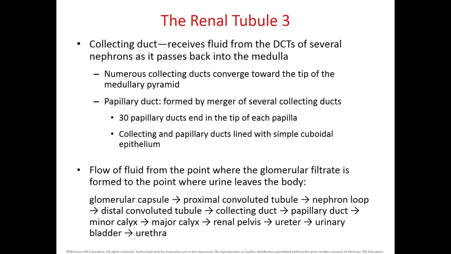So, the flow of fluid from the point where the glomerular filtrate is formed to the point where urine leaves the body is the following. You have the filtrate starting at the glomerular capsule, and then once you empty this filtrate into the PCT, now it's going to be called tubular fluid. So the tubular fluid from the PCT will run into the nephron loop, and then into the distal convoluted tubule, into the collecting ducts, into the papillary ducts, into the minor calyces, into the major calyces, into the renal pelvis, into the ureter, into the urinary bladder, and then into the urethra.